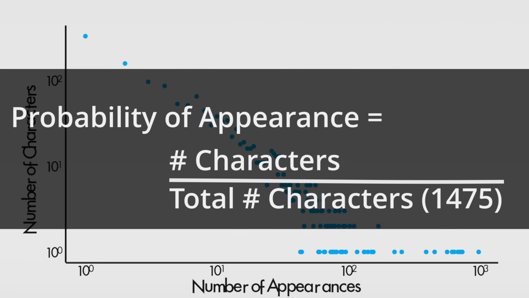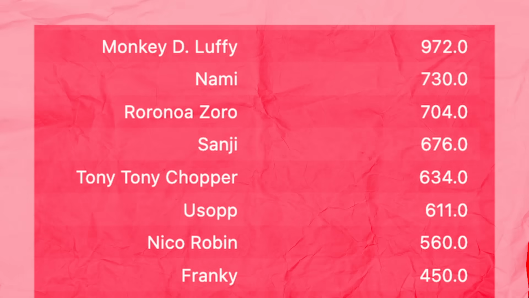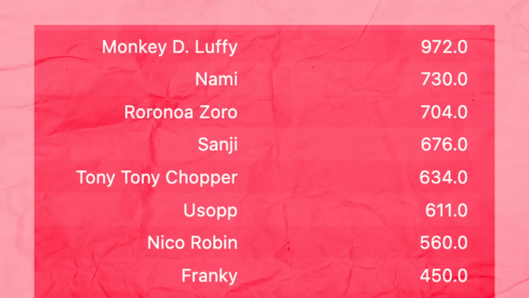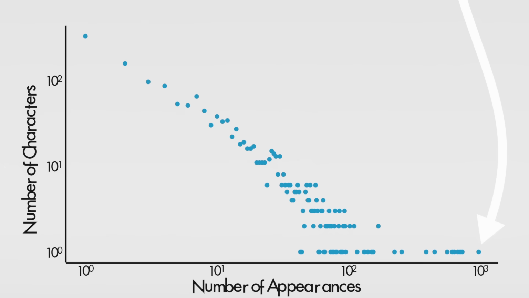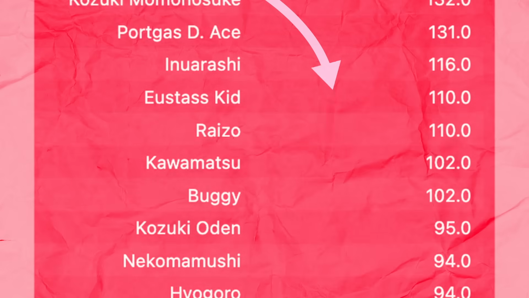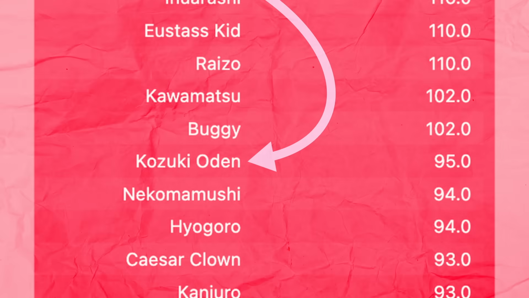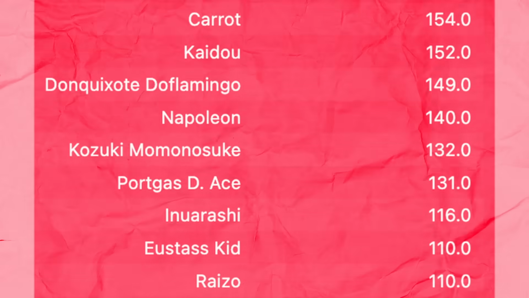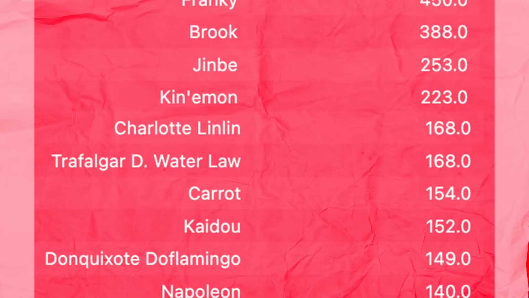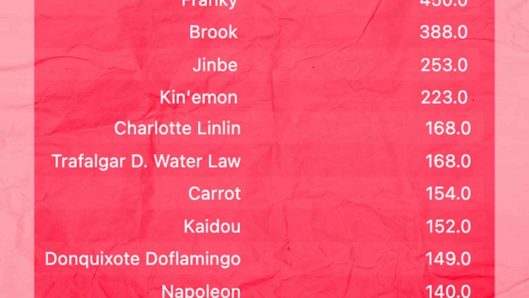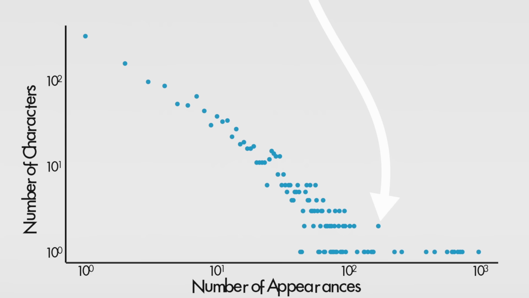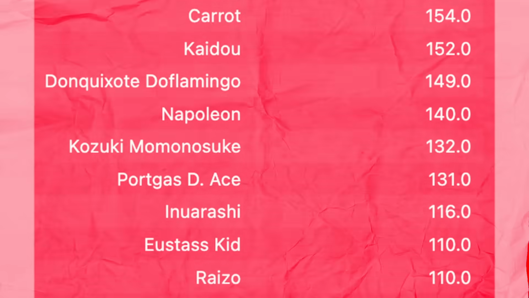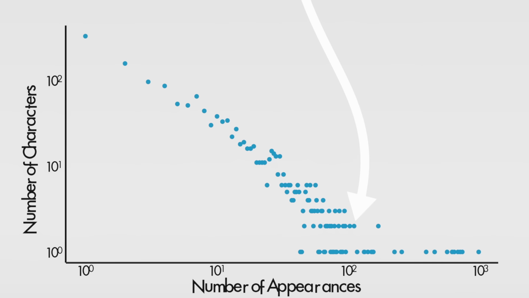However, I'm still not a huge fan of this graph because, unintuitively, it doesn't really work so well for characters that appear often. It makes sense that the larger the number, the smaller the probability. Only one character appears 972 times, so it gets a small probability. Fine. But only one character appears 95 times, Kozuki Oden, and by this graph, it has the exact same probability as 972. In fact, the first 3-digit number that has 2 characters appearing that many times, hopefully that makes sense, is 168 with Charlotte Linlin and Trafalgar Law. But even below that, we won't get another for a while, with Eustass Kid and Raizo coming in at 110.